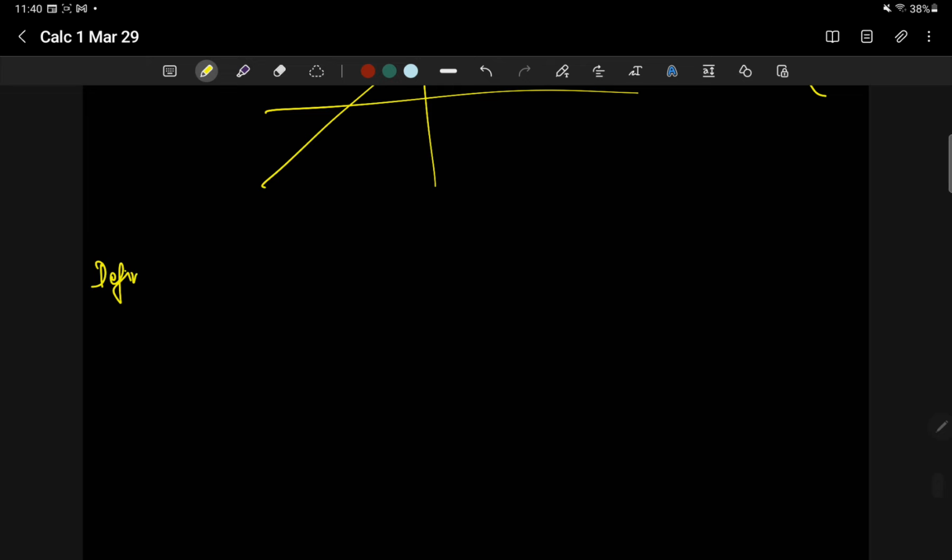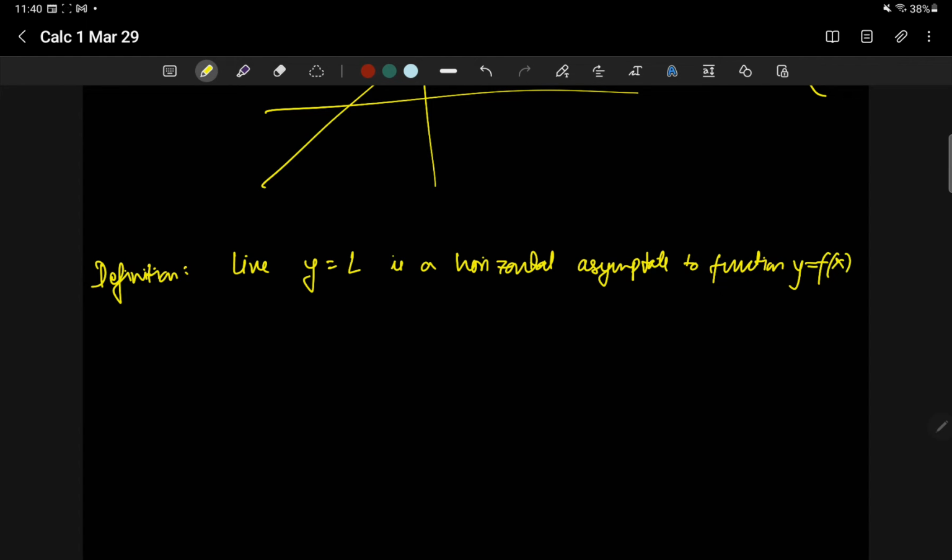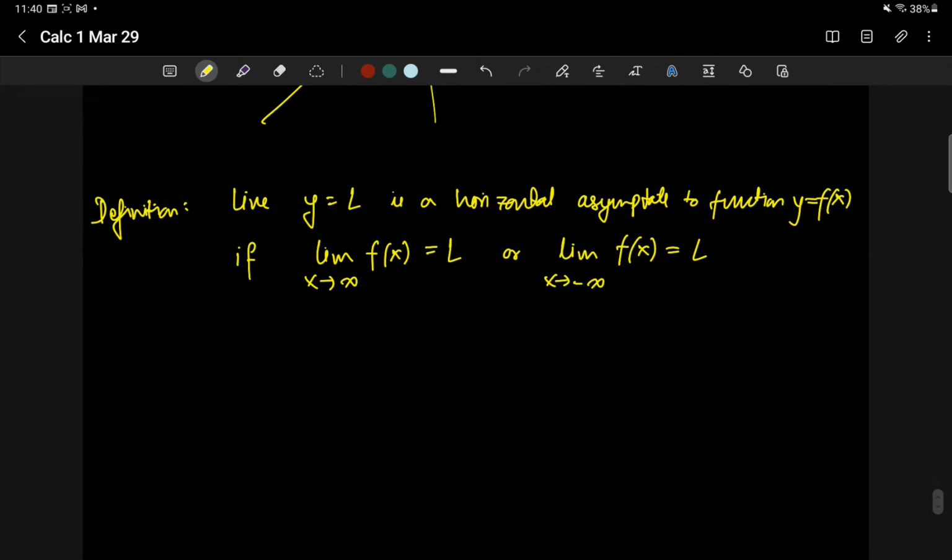So let's add a definition to this. The line y equals L is a horizontal asymptote to the function y equals f of x if the limit as x goes to infinity of f of x equals L, or the limit as x goes to negative infinity of f of x equals L. Okay, so one of those things happens.